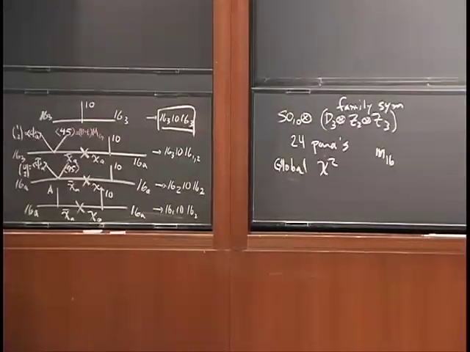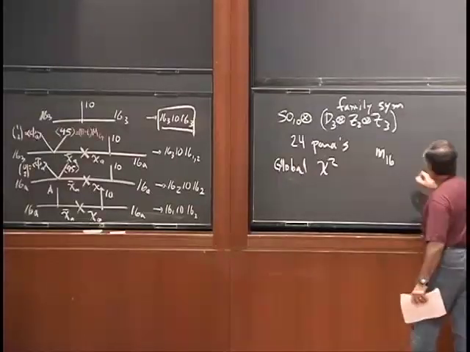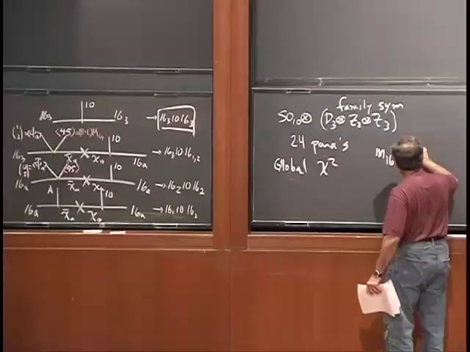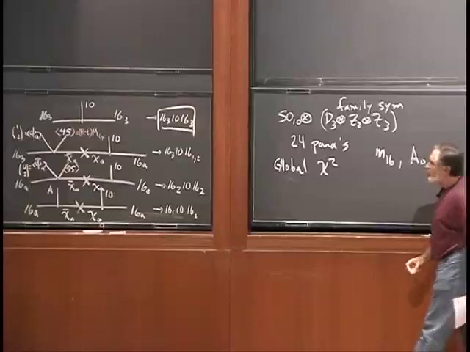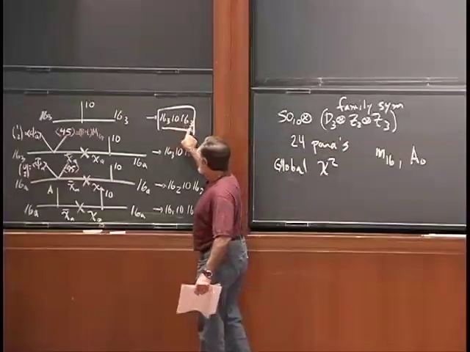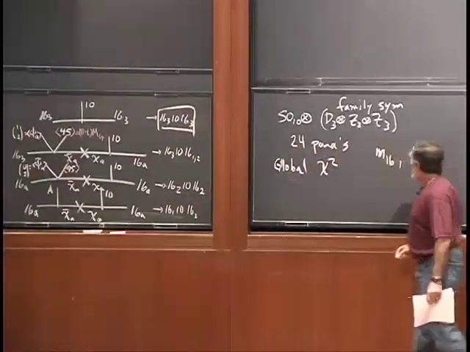transform as a doublet under D3 family symmetry. So we give a universal mass M16, an A parameter, which is coupling to, if you just study this sector of the theory, there's a universal A parameter there.